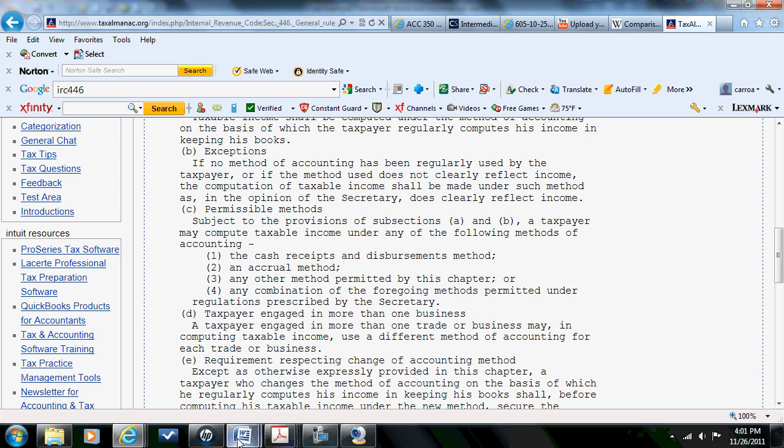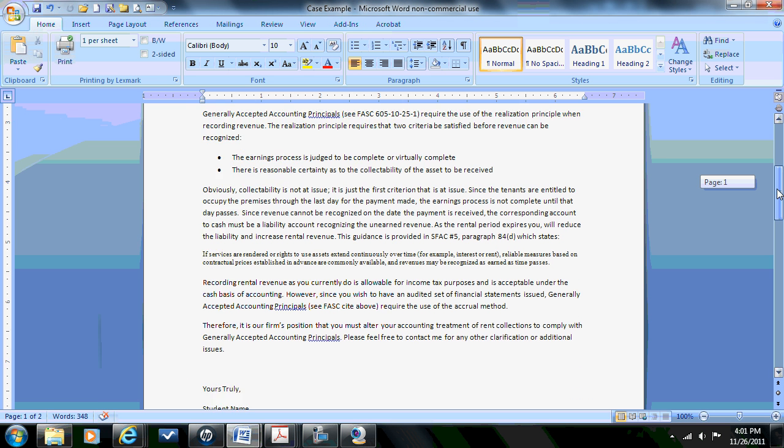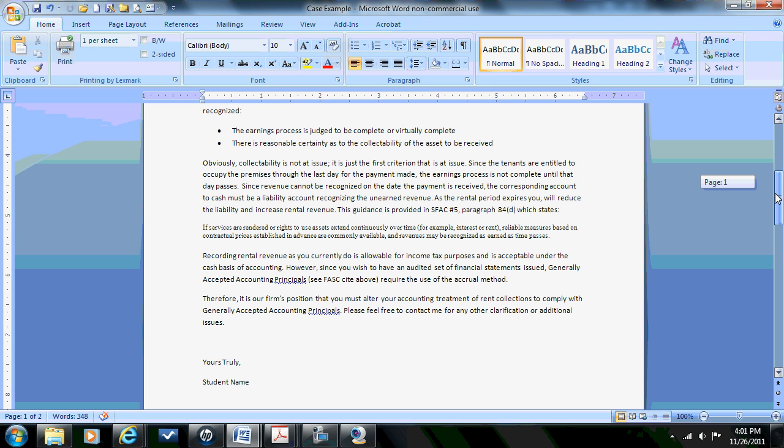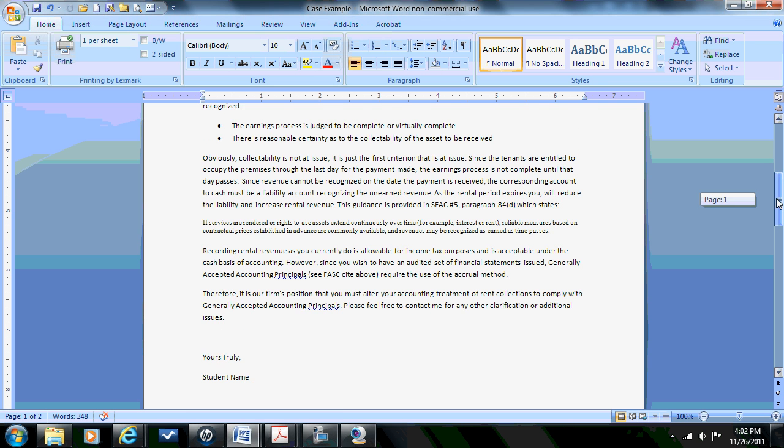So I want to be sure to let my client know that as far as tax reporting, what they've been doing is fine, but if they wish to report under the generally accepted accounting principles, they must use the accrual basis. So I let them know that for income tax purposes, the cash basis is acceptable. However, if they need a set of financial statements to be audited, they must be in compliance with GAAP, and GAAP only allows for the accrual method. So my conclusion is that unless they change their method to conform with generally accepted accounting principles, our firm could not provide an audit for their financial statements. So we would then conclude our letter and our assignment would be complete.